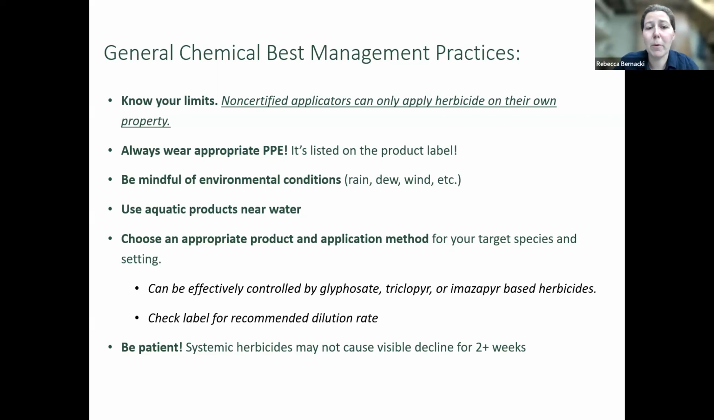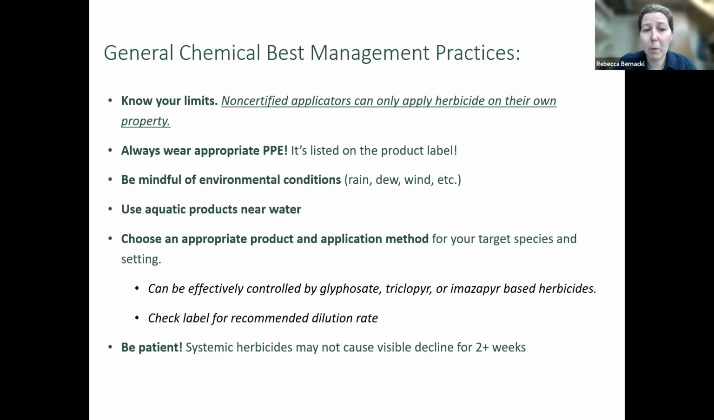We want to choose an appropriate product and application method for our target species. A lot of the target species that we're going to be talking about today can be effectively controlled with glyphosate, triclopyr, or imazapyr-based herbicides, but always check that product label. You also want to check the product label for the recommended dilution rate so that you're applying the appropriate amount or rate of product for that plant that you're treating.